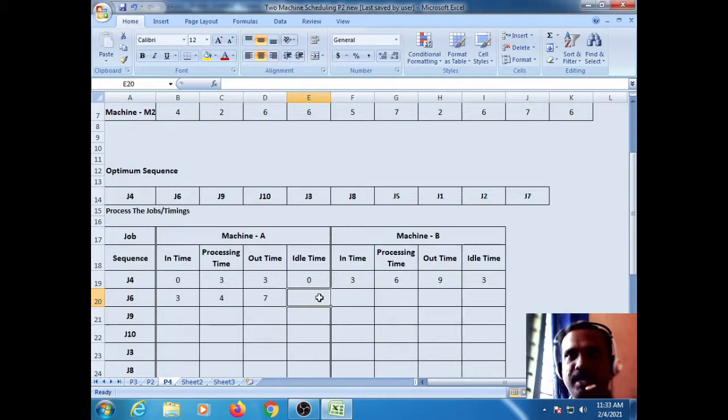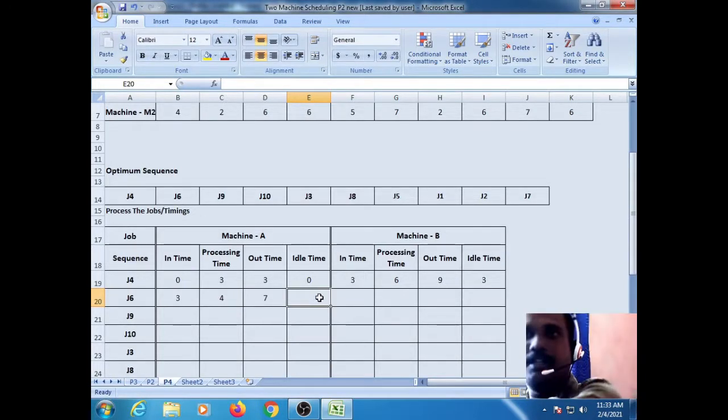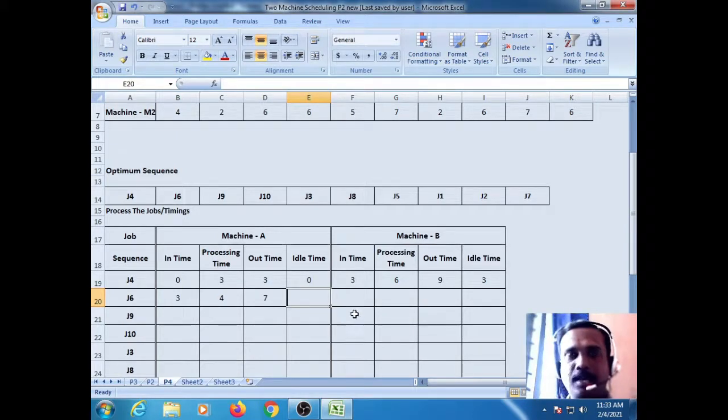Then next we have to calculate the idle time for machine A. For calculating the idle time for machine A, what do we have to do? We have to check whether the machine waited for any job. At the 3rd hour we completed the previous job. After that we immediately started the next job. So this machine didn't wait for any work.